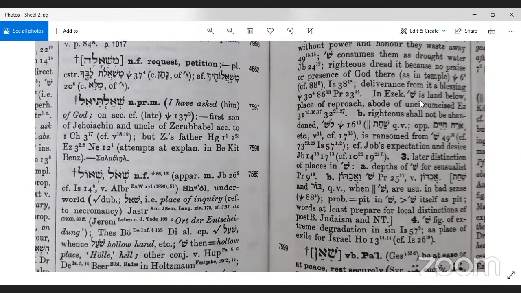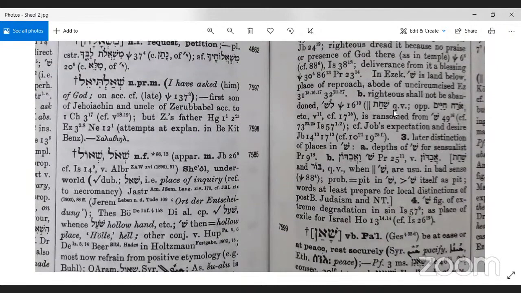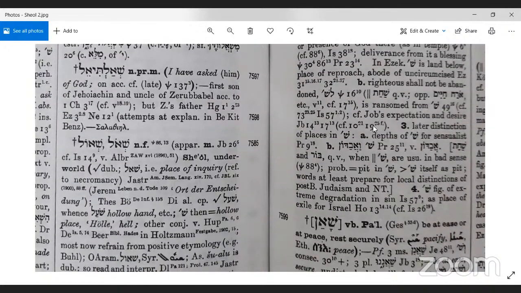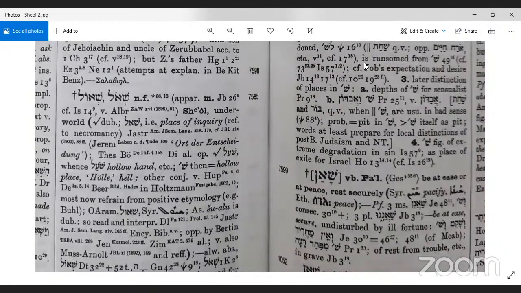Deliverance from the blessings. From the blessings? Who in their right mind wants to be delivered from blessings? No, it's deliverance, it is a blessing. Oh, okay. Okay, so Ezekiel is a land below, place of reproach, abode of uncircumcised, righteous shall not be abandoned. So why would they even go there in the first place, right? Is ransom from, so a person can be ransomed from expectation and desire. 3, later distinction of places.